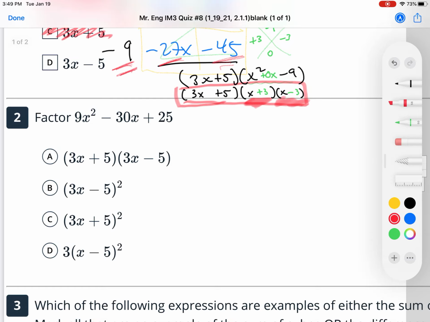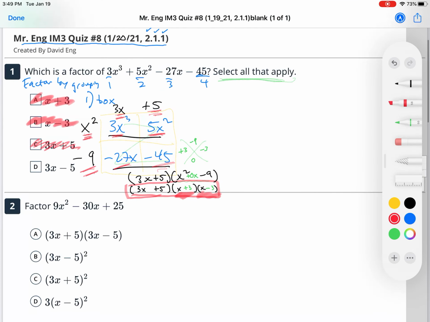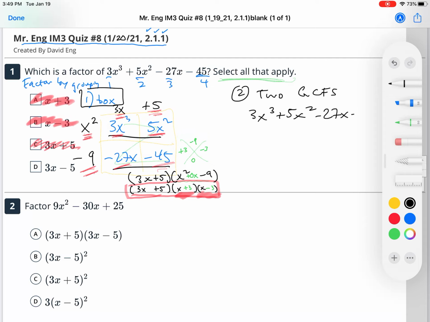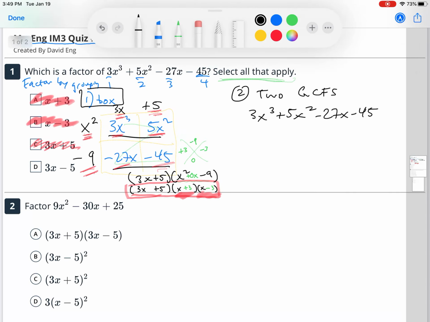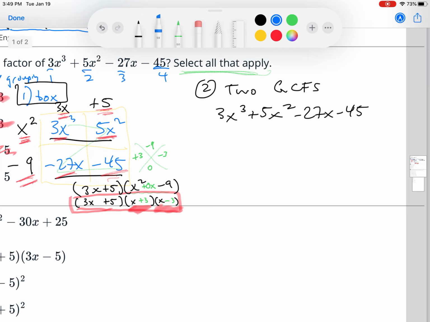Question number 2 says factor 9x. Oh, let's go back to the different types of methods. So that was the box method. Let's go ahead and use a second method. I call this one 2 GCFs. Let's write the problem again. Okay, in this problem, let's see if I can just use my colors. This one over here, there is in yellow a GCF, and in green there is a GCF.